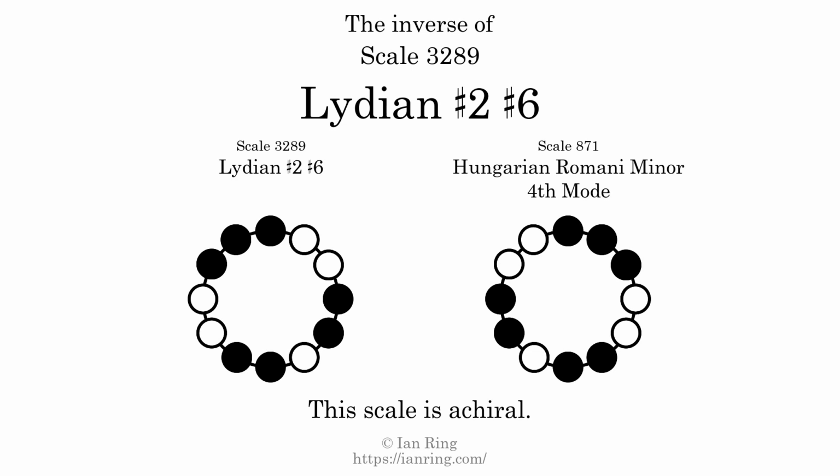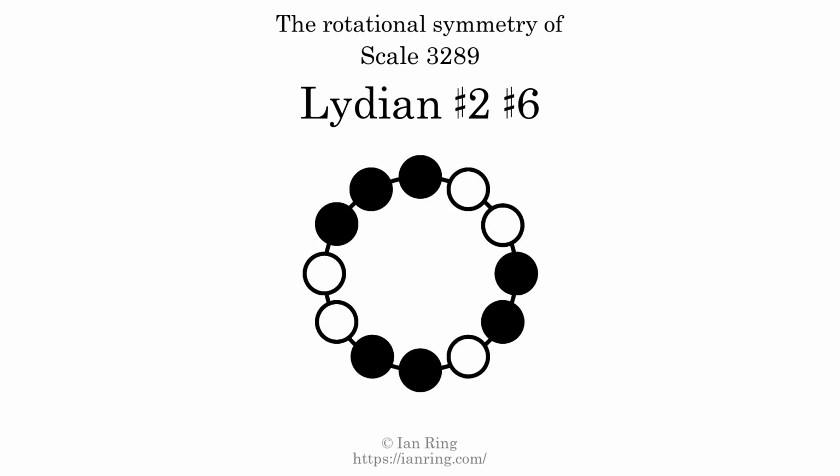The inverse of a scale is a mirror image. It is what you get when the sequence of intervals is reversed. The inverse of this scale is scale 871, also known as Hungarian Romani minor fourth mode. This scale is achiral, since it can transform into its own reflection by a rotational transformation. This scale has no rotational symmetry.